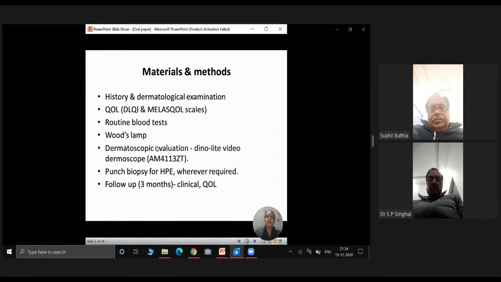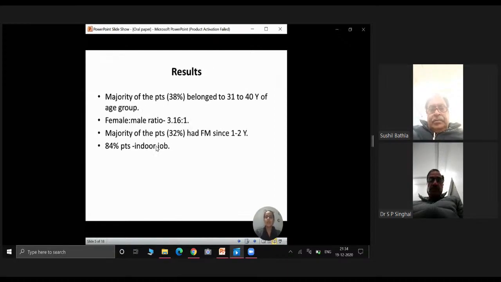Patients were kept in follow-up and were reassessed at the end of 3 months on the basis of clinical dermatoscopic evaluation, and their quality of life was recorded again. So majority of the patients belong to 31 to 40 years of age group. Female to male ratio was 3.16 to 1.